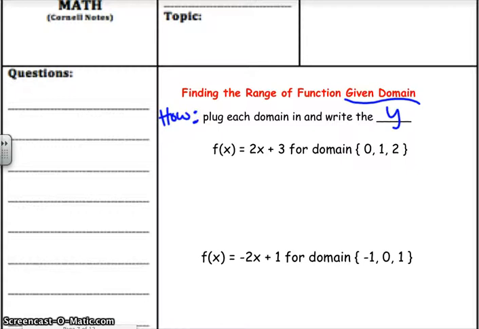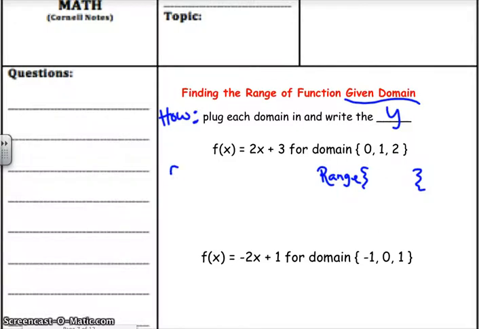So, I have 3 x's, right? Domain is x's. Do you agree with me? Is domain the x? Okay, so here's my function. F of x is 2x plus 3. Well, here's all my x's. I want to find my y's. So I need to find my ranges. How do I do that? Plug in each domain and write down the y.